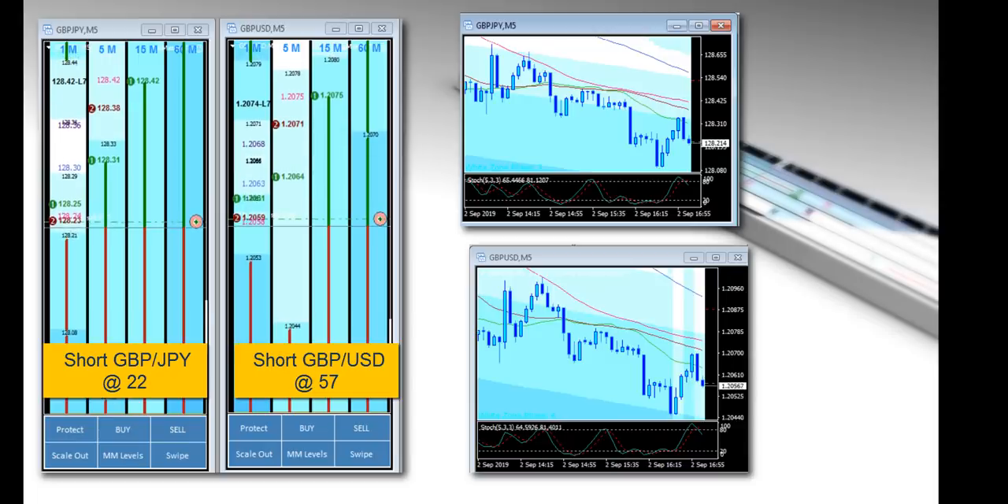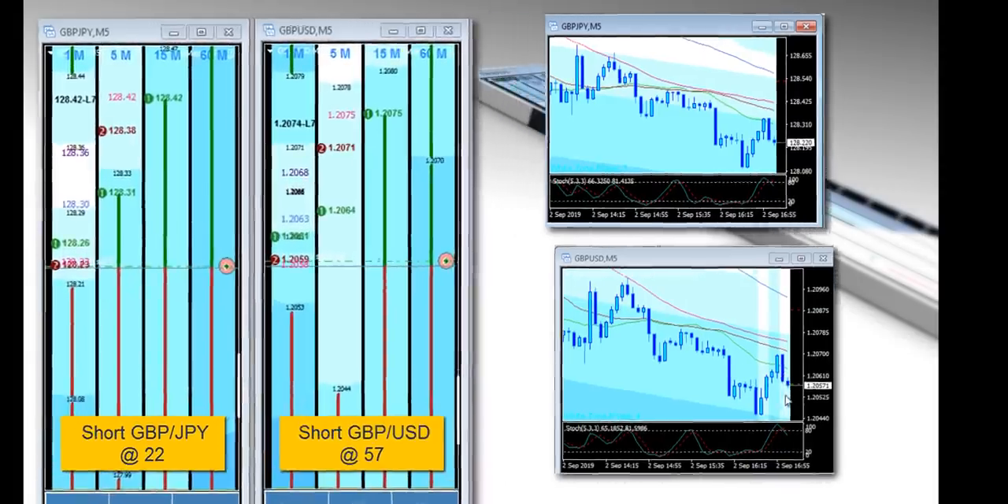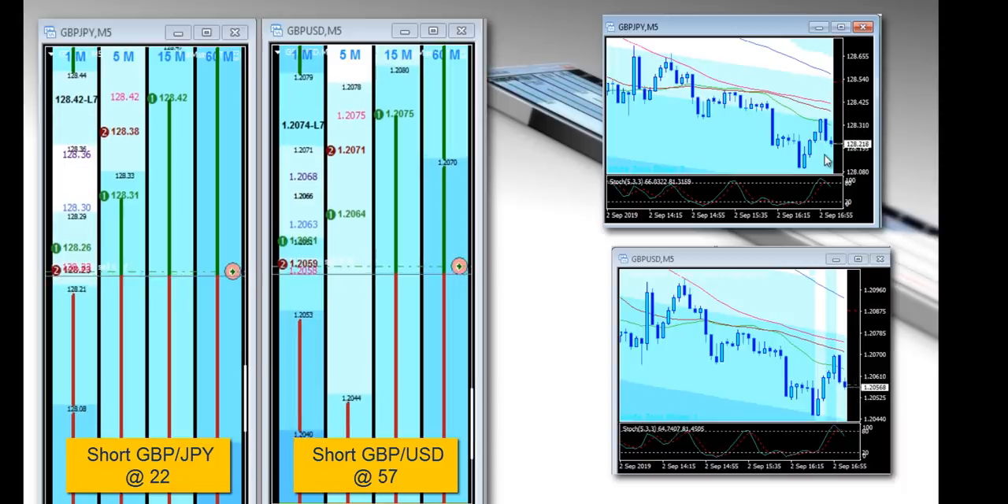You can see we've opened both of these trades. One at 22, and one short at 57. Alright, so cable short at 57, pound yen short at 22. And these are our charts, so these are our entries. And we're looking for continuation, hopefully lower lows.